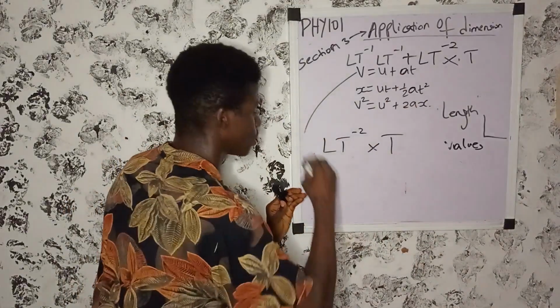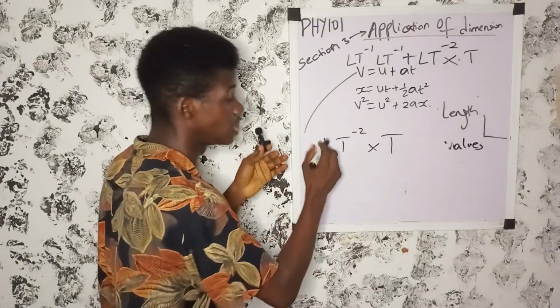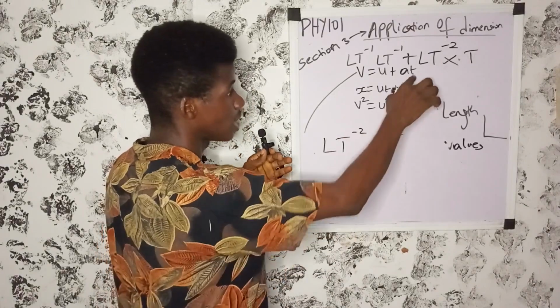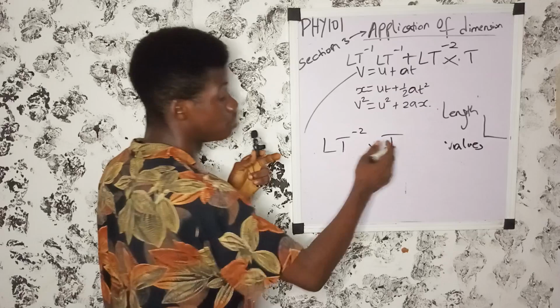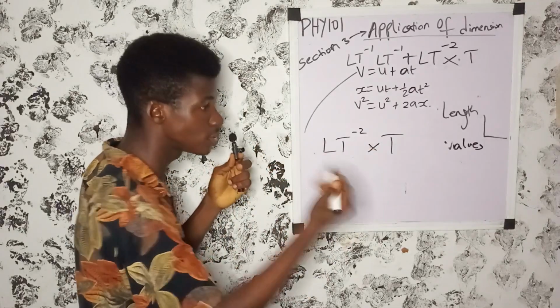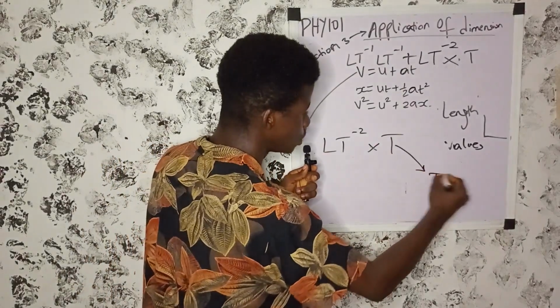So let's go back now. The dimension for acceleration is L t raised to power minus 2. The dimension for time is T. Now, according to indices, based on the fact that these two bases are equal, I also told you guys that T standing alone is the same thing as T raised to power 1.